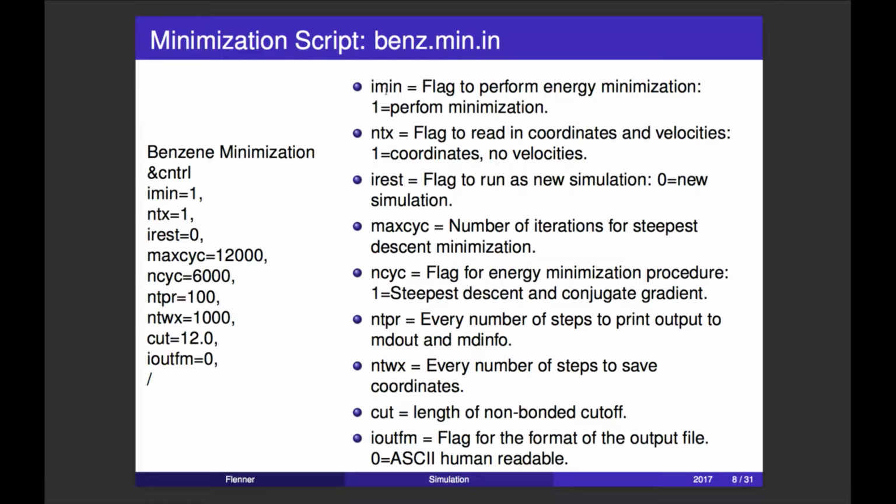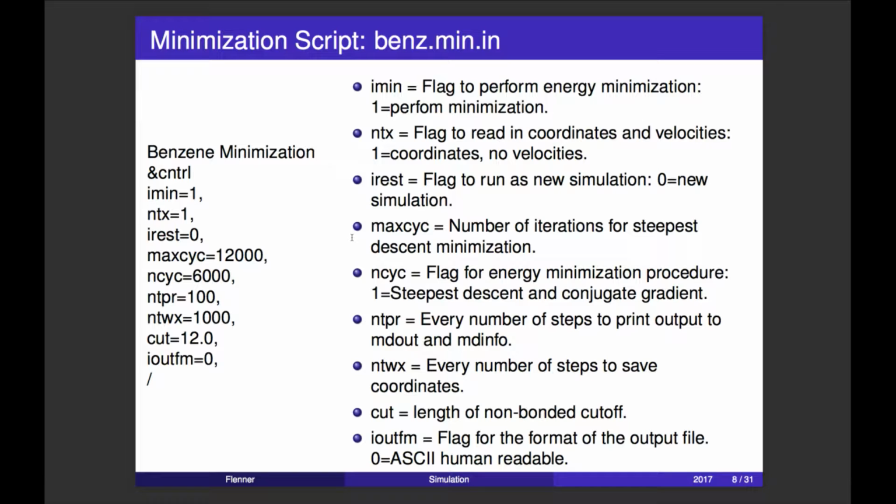Then you have another flag telling you whether or not it's going to read in coordinates and velocities. 1 means it reads coordinates and no velocities. There are other options where you can tell it you're going to read coordinates and velocities. But here, since we're doing energy minimization, we don't need any velocities. The IREST is a flag for a new simulation. And 0 means it's a new simulation.